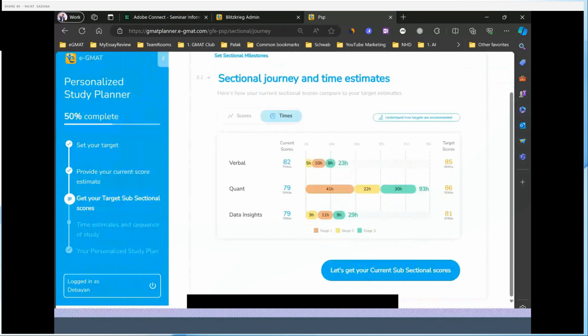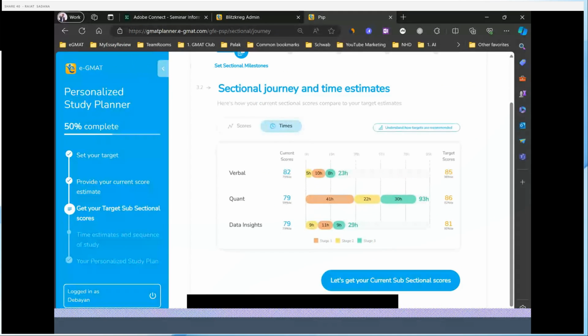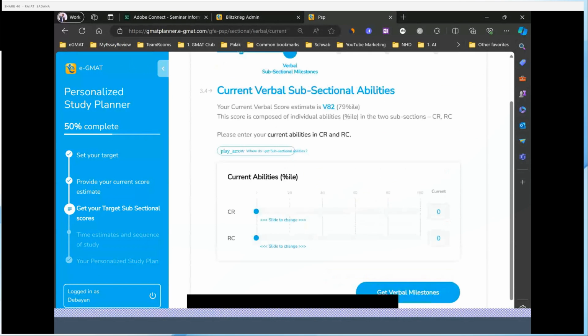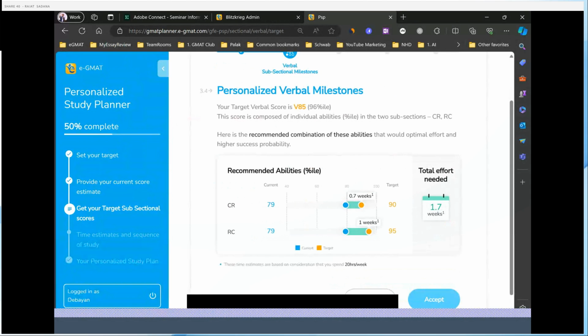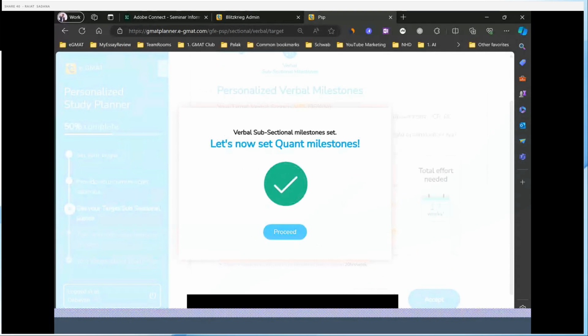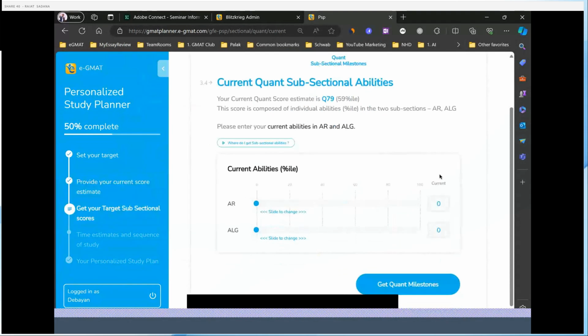So again, depending on the tool, it understands your strengths, understands where you need more help, and accordingly customizes your journey. Now, this person's strong in verbal, so let's put in their abilities here. Now, I'm just putting the same as a sectional ability. Normally, you'd probably either be stronger in CR or in RC.